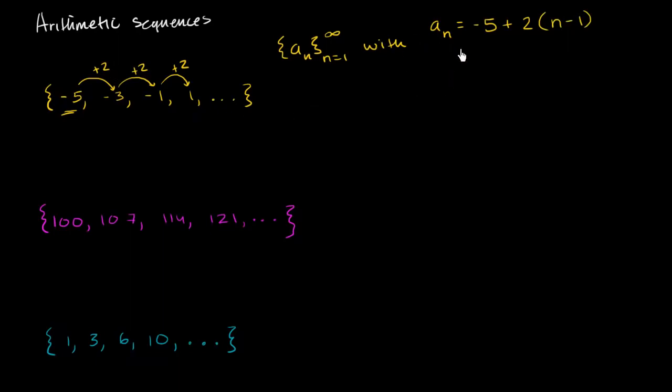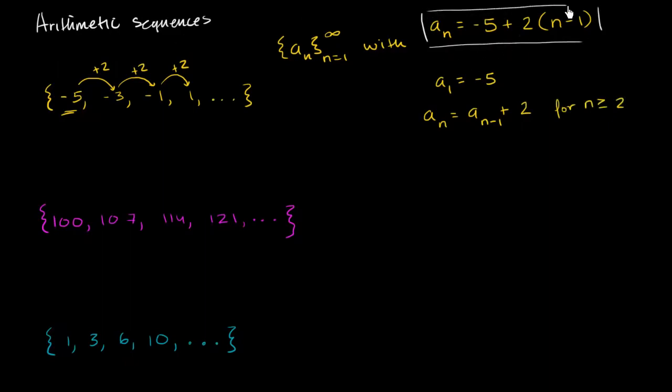If I wanted to write it recursively, I could say a sub 1 is equal to -5, and then each successive term for a sub 2 and greater, so I could say a sub n is equal to a sub n minus 1 plus, not 3, plus 2. Each term is equal to the previous term plus 2. So this is for n greater than or equal to 2. So either of these are completely legitimate ways of defining the arithmetic sequence that we have here. We could either define it explicitly or we could define it recursively.